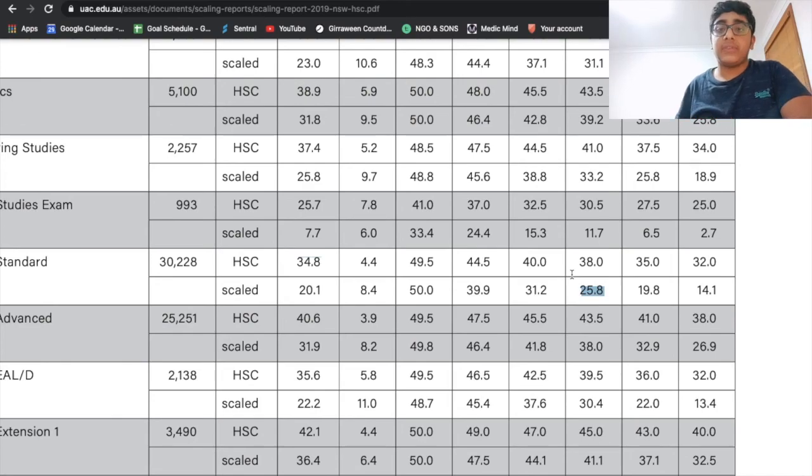Scaling depends on difficulty. If you choose Music 1, it's an easy course. Yeah? It's an easier course than 4-unit math. That is why it scales down lower.